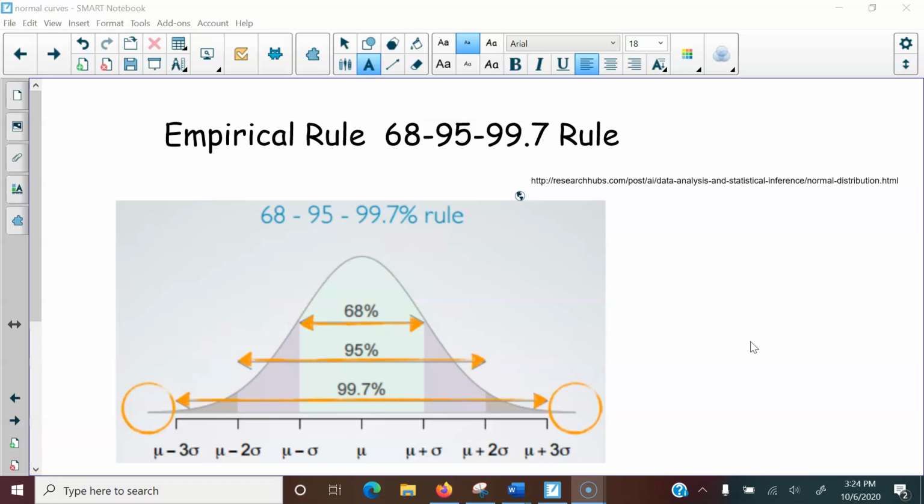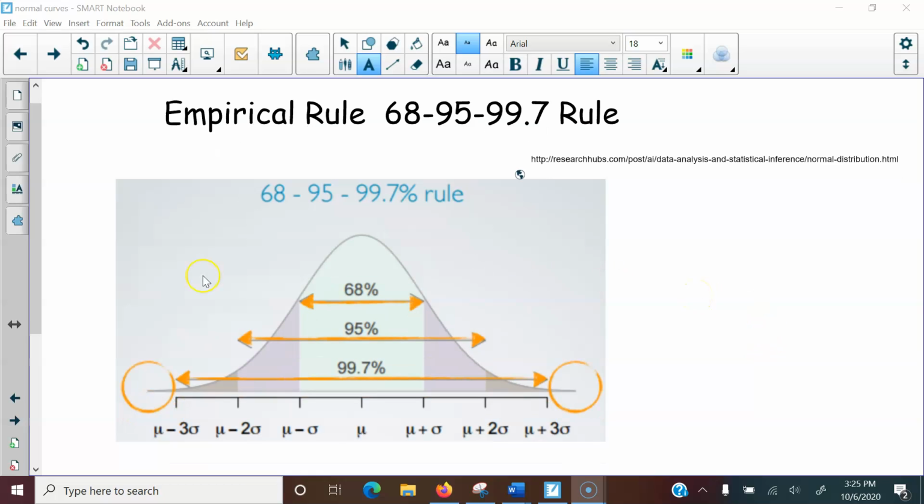In this video, we're going to answer some questions about data using the empirical rule, also known as the 68, 95, 99.7 rule. This rule is a great shortcut to help us determine the percent of data that is between certain values, as long as those values are on a multiple of the standard deviation.